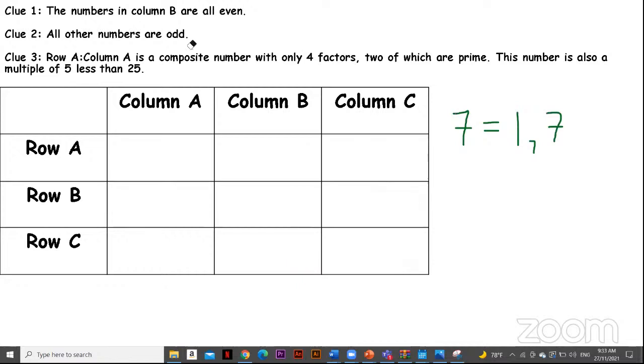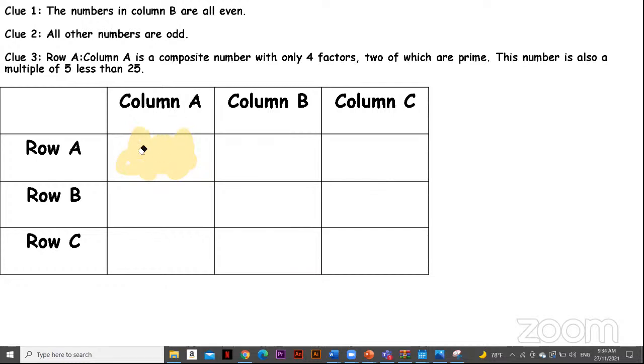Now, it says that right here, row A, column A, let me go back again and let me highlight that part. Row A, column A right here should be a composite number that has only 4 factors. And 2 of these factors are prime. That means 2 of the factors are prime numbers. Now I'm going to erase here as well.